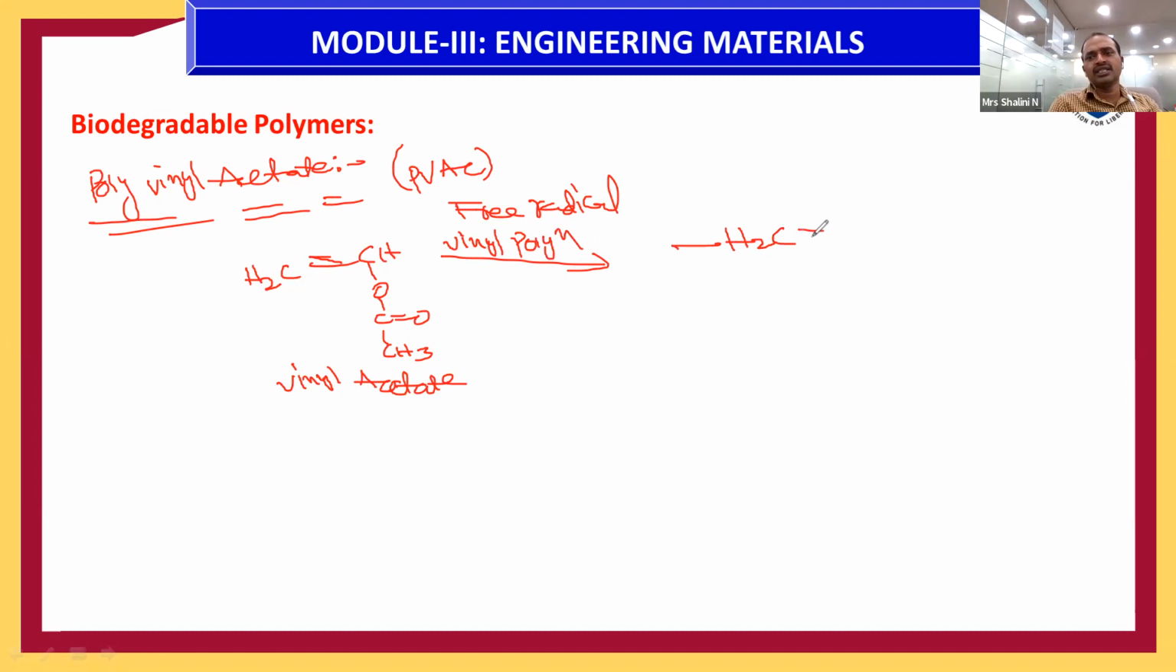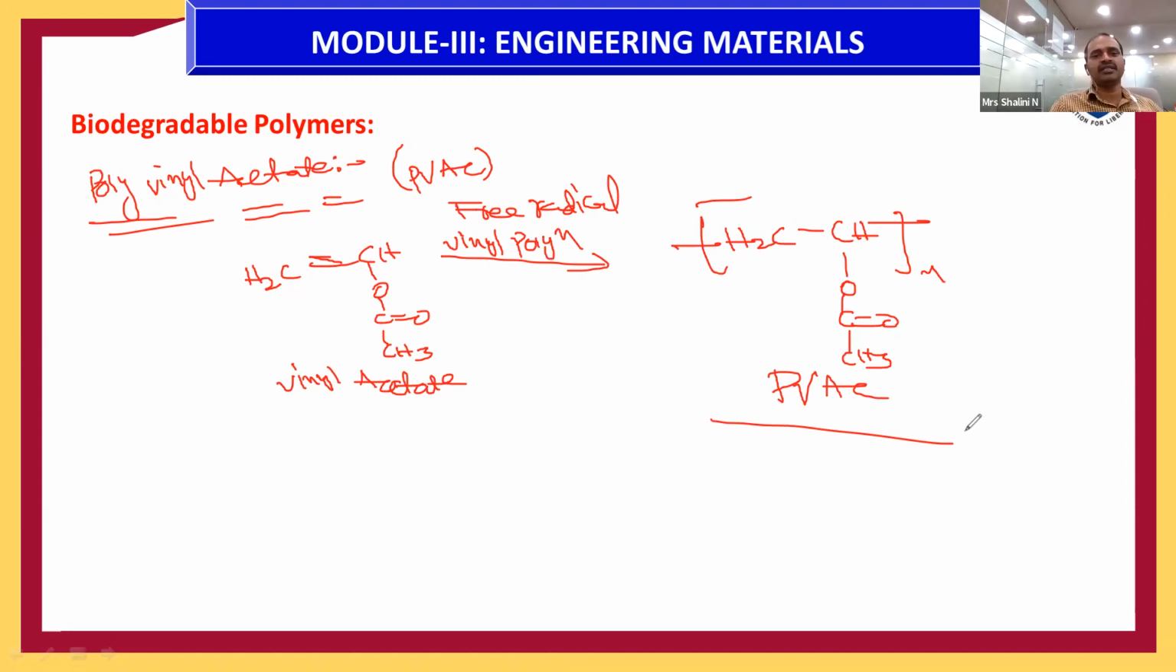H2C, CH, C double bond O, CH3 taken n times. This is the polyvinyl acetate. This is the preparation of polyvinyl acetate. How to prepare polyvinyl acetate? Polyvinyl acetate is prepared from vinyl acetate, which undergoes free radical vinyl polymerization. Then we get the polyvinyl acetate.